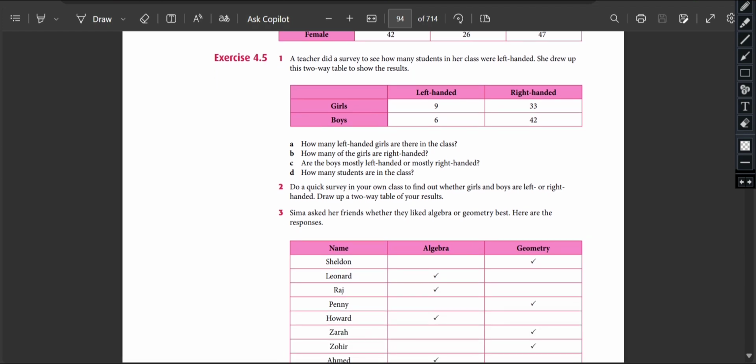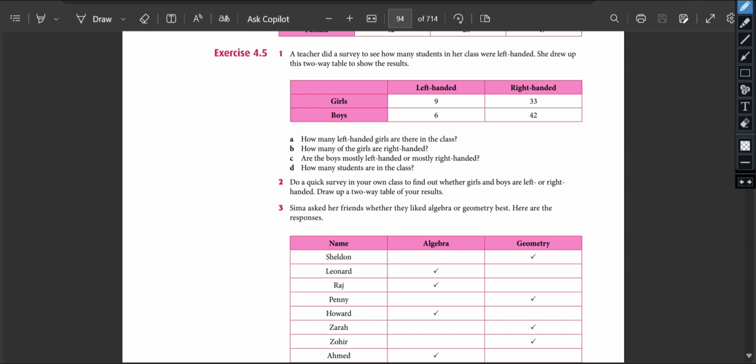Question number 1. A teacher did a survey to see how many students in her class were left-handed. She drew up this two-way table to show the results. अब इसके अंदर क्या है कि एक टीचर ने सर्वे किया है और वो देखने के लिए कि कितने बच्चे लेफ्ट हैंडेड हैं. तो उसके अंदर क्लास के अंदर गर्ल्स भी होंगी, बॉयज भी होंगे. तो उन्होंने एक साइड पे यहाँ पे लिख दिया गर्ल्स बॉयज, यहाँ पे लिख दिया लेफ्ट हैंडेड एंड राइट हैंडेड, और उन बच्चों के नेम यहाँ पर नंबर यहाँ पर मेंशन कर दिया. Now we can answer a few questions.